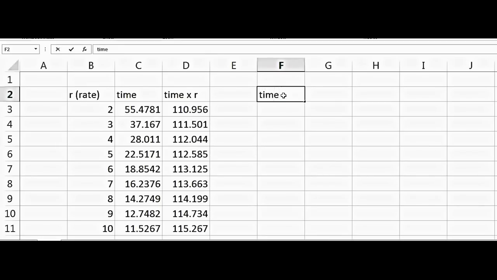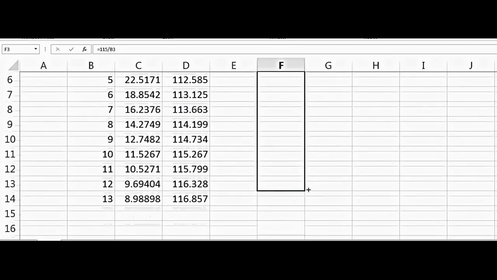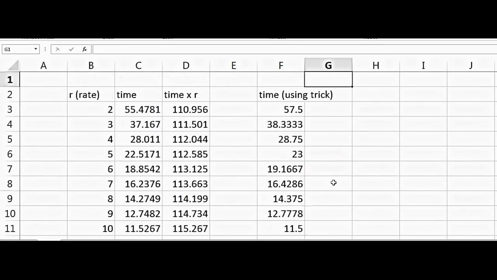So let's try to see what the time should be if we use the trick. So the time using the trick would be like this. We have 115 divided by rate, so that's 57.5 years. If you keep extending it, it's like this. So if you compare, for example, for 6% it says 18.85 years, but our trick says 19.16 years. So it is a good approximation. And this one is very close, it's 11.52, and this is 11.5.